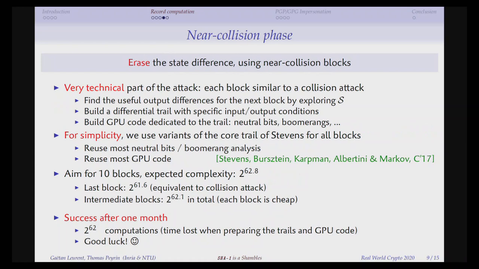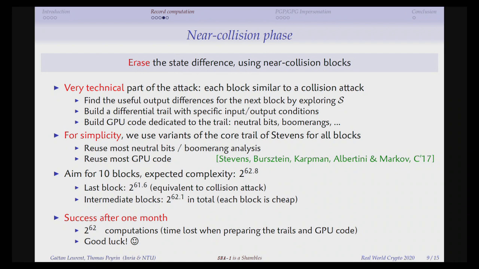And here the goal is, starting from this nice difference, to erase the difference until we reach a collision. So this part is actually extremely technical because each of the near collision blocks is basically the same type of work that you do in a collision attack, like the Shattered attack. So this attack was, of course, very technical. That's why it took more than 10 years from the theoretical attack to the practical one. And for each block, we have to build a new differential trail with some specific conditions at the beginning and at the end. And then we have to come up with some GPU code to find messages following the trail, and then we have to run it.